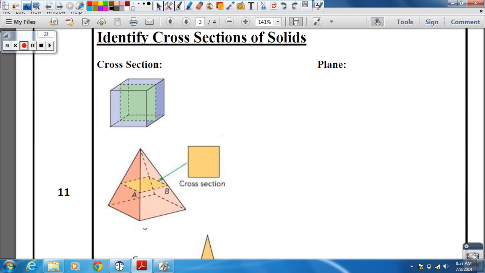Well, cross sections are basically if you take a solid and you cut it. Okay, it could be cut directly in the middle, kind of like this one. But it doesn't have to be. Anywhere that you could cut it, you could cut a corner off of it. Whatever part's cut off, it creates a cross section. So a cross section is created when you slice a solid. And that's the shape that's created when you cut it apart. The plane is what they call the flat surface that is actually cutting it.